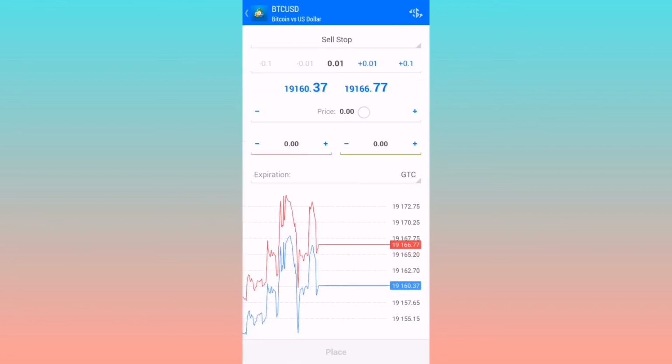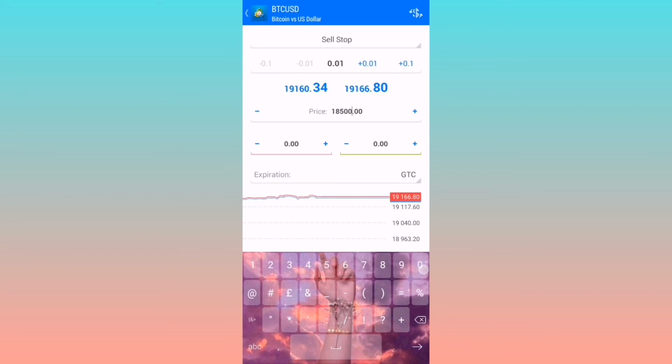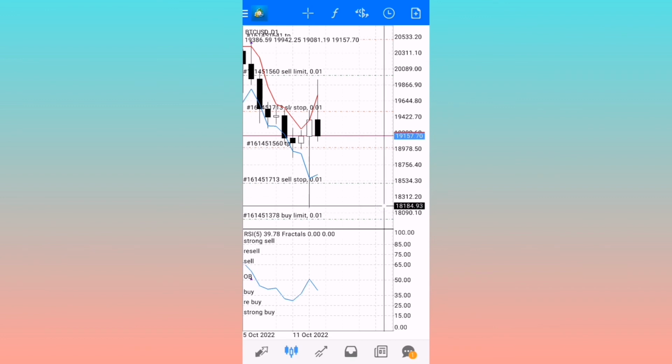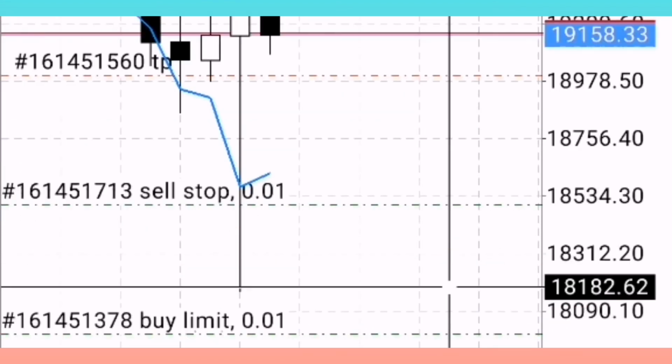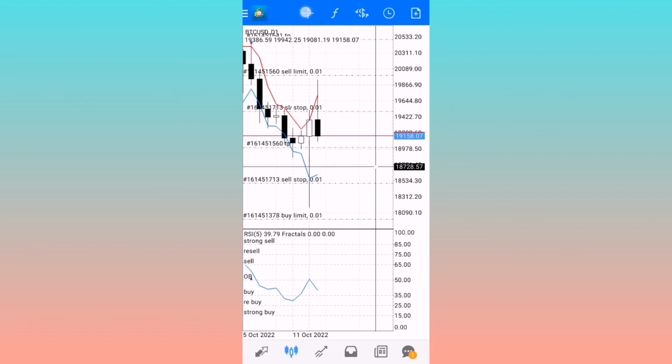Next is the sell stop. A sell stop is placed below the market price. For example, sell stop at 18.5K. When the price goes to 18.5K, your entry would be sell. So remember, sell limit is above the market price, while the sell stop is below. Once the market price triggers it, your entry would be sell.